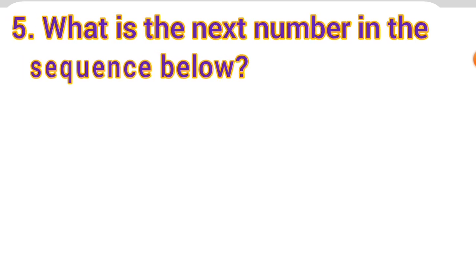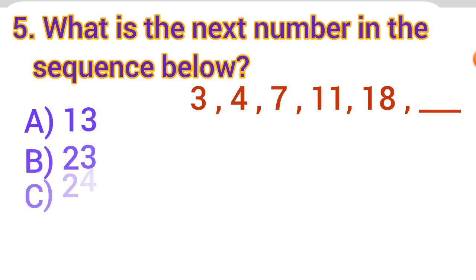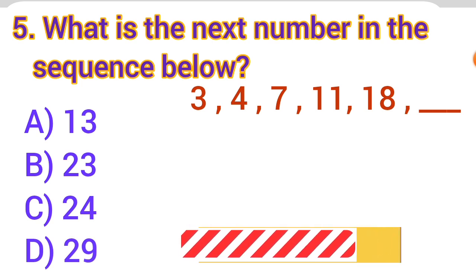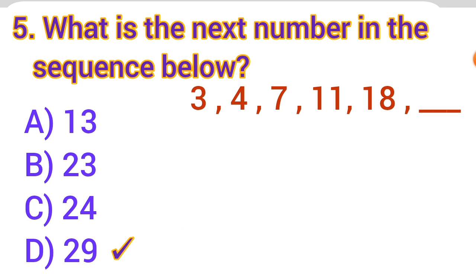What is the next number in the sequence below? 3, 4, 7, 11, 18. We need to find next number. Options are 13, 23, 24, 29. The correct option is 29. Observe the sequence. We have 3, 4, 7.